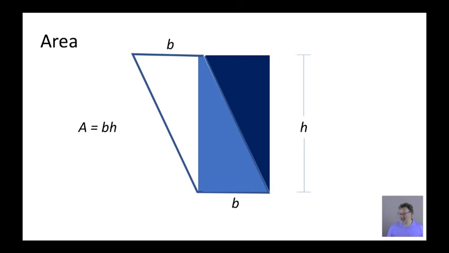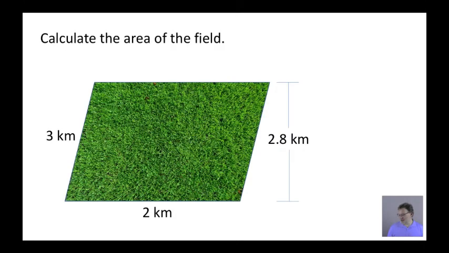So let's calculate the area of this field here. We've got a parallelogram-shaped field. It's actually pretty large. It's 3 kilometers on an opposite side there, the far side. Its base that it's sitting on here is 2 kilometers, and we have this perpendicular distance here of 2.8 kilometers. So calculate the area of this field. We find base times height. Well, what is the base? That's the 2 kilometers that's sitting on the bottom there.